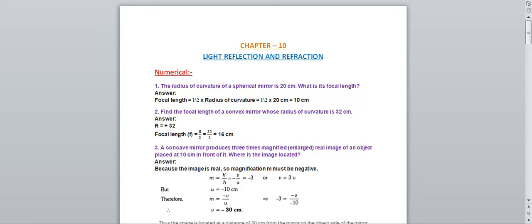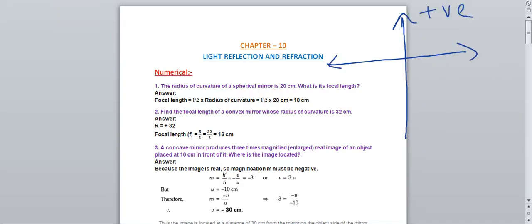Now next, for sign conventions, many children get confused in sign conventions. Up we take as positive, down we take as negative, left side we take negative and right side we take positive. Suppose I have kept my object over there. This is the distance from here to here, so we are coming in this direction.